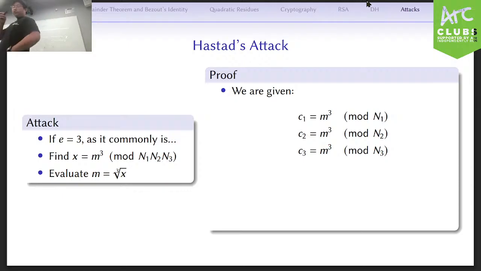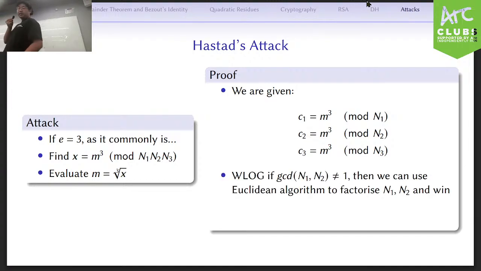Recall our ciphertexts are all equal to the same message to the power of 3, because that's how RSA encryption works. So we can form this system of equations: C1 equals message cubed modulo n1, and so on. This hopefully looks similar to something we saw earlier today, which is the Chinese remainder theorem. But before we can directly apply it, we first have to make sure that n1, n2, n3 are coprime, that the GCDs are equal to 1.